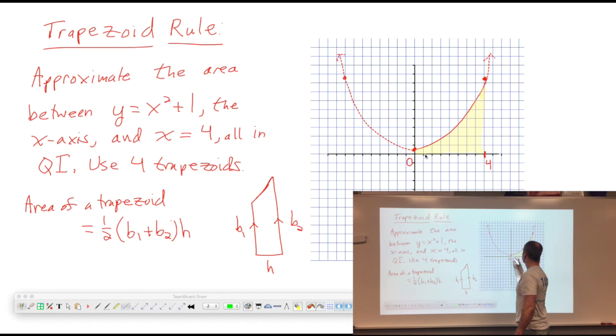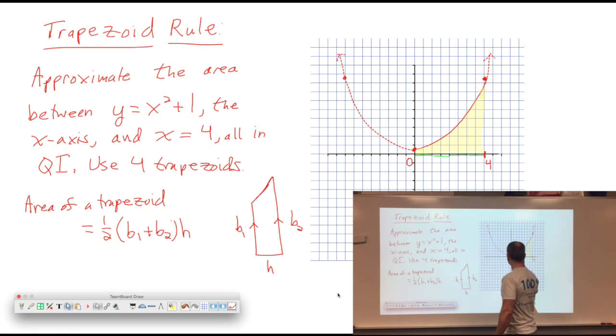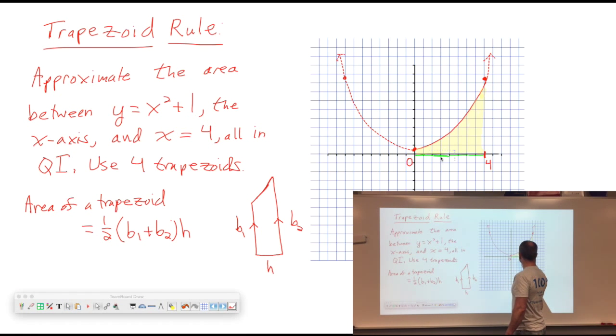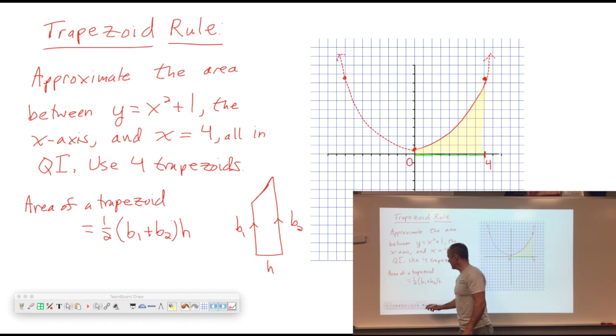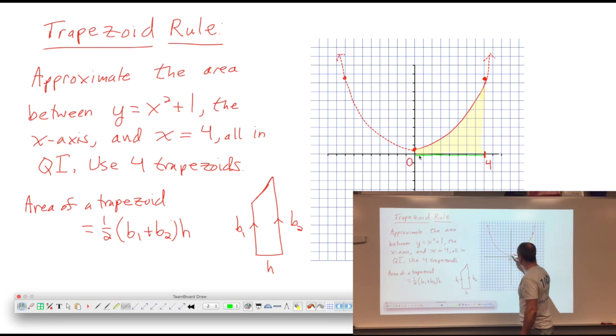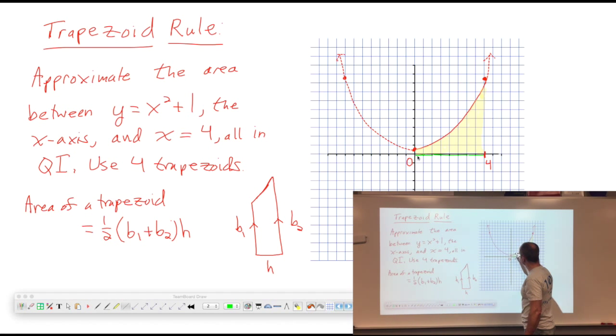So here are, if you can see them, the 4 bases of my trapezoids, which are supposed to be right along the x-axis. One of them isn't so much, so let's take a moment and put it there. And now these trapezoids need their parallel sides. Here's one of them.